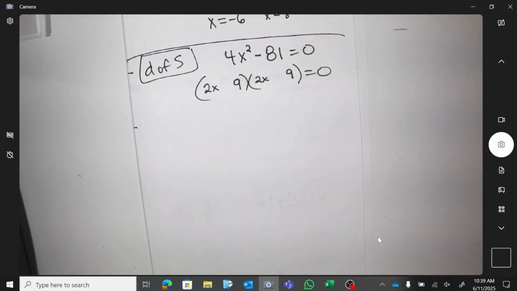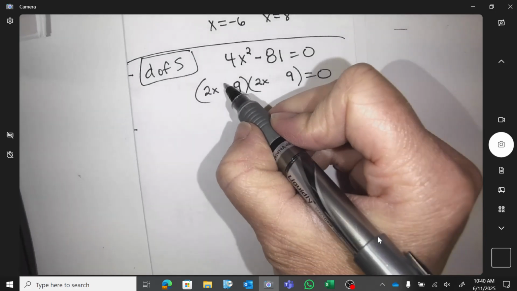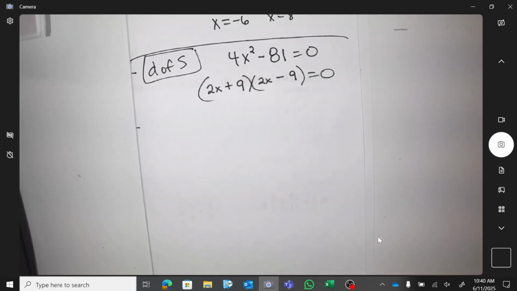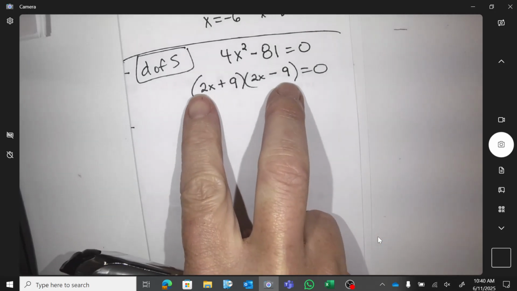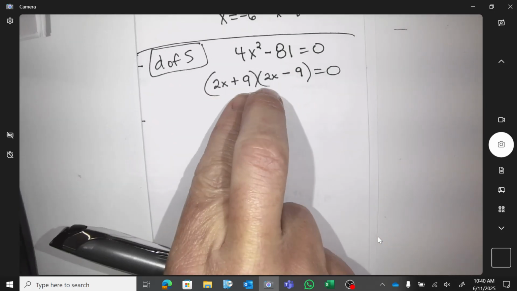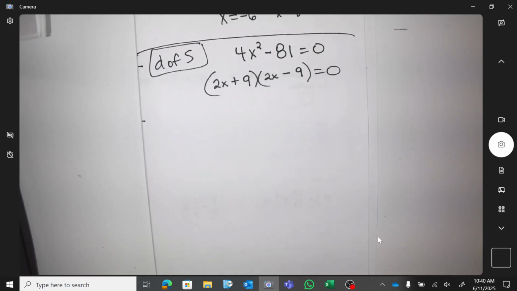9 and 9. How do you multiply to a negative value? What do you know about signs? Plus and minus. And that's the reason why there's nothing in the middle of this thing, because this is minus 18x's and this is positive 18x's. That's actually why there's no trinomial.